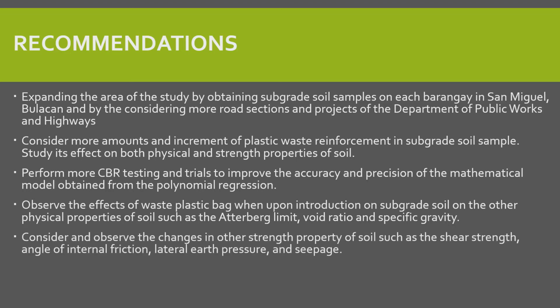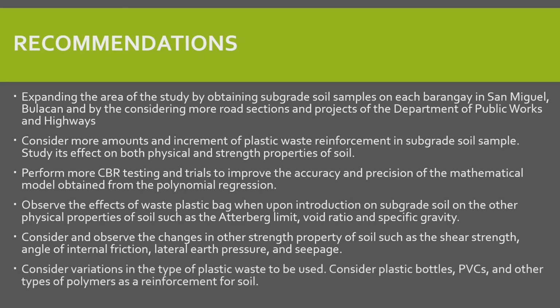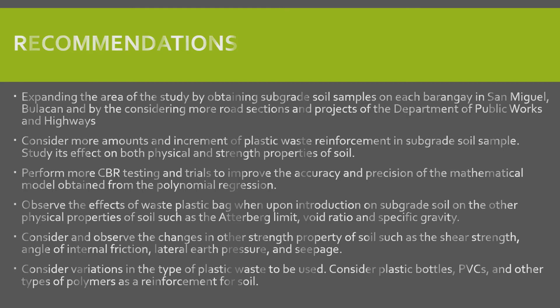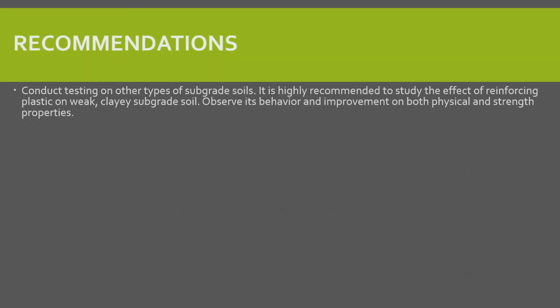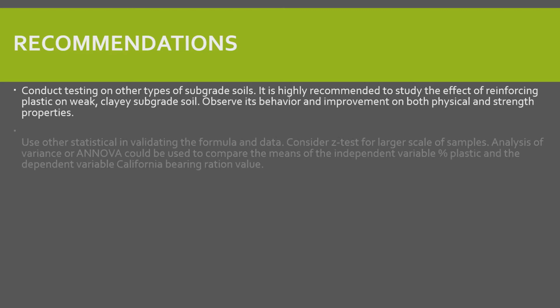It is also good to consider and observe the changes in other strength properties of soil such as shear strength, angle of internal friction, lateral earth pressure, and seepage. It is highly recommended to consider variation in the type of plastic waste to be used. Consider plastic bottles, PVCs, and other types of polymers as reinforcement in soil subgrade. It is highly recommended to conduct testing on other types of soil subgrade. It is highly recommended to study the effect of reinforcing plastic on weak, clayey subgrade soil.